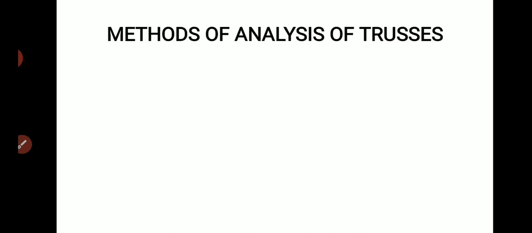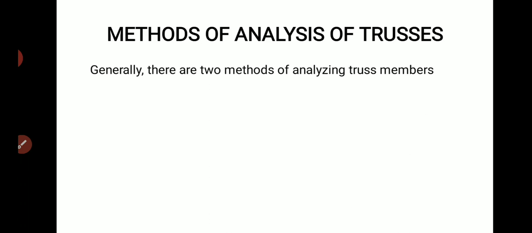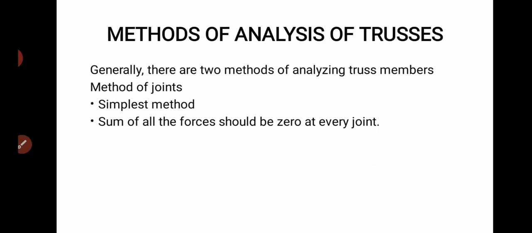Coming on to the method of analysis of the truss, generally there are two important methods for analyzing the truss. The first method is the method of joints. It is a very simple method in order to analyze the truss members, and the principle behind this is that at every joint the algebraic sum of all the forces should be 0. So the next important method is the method of sections.